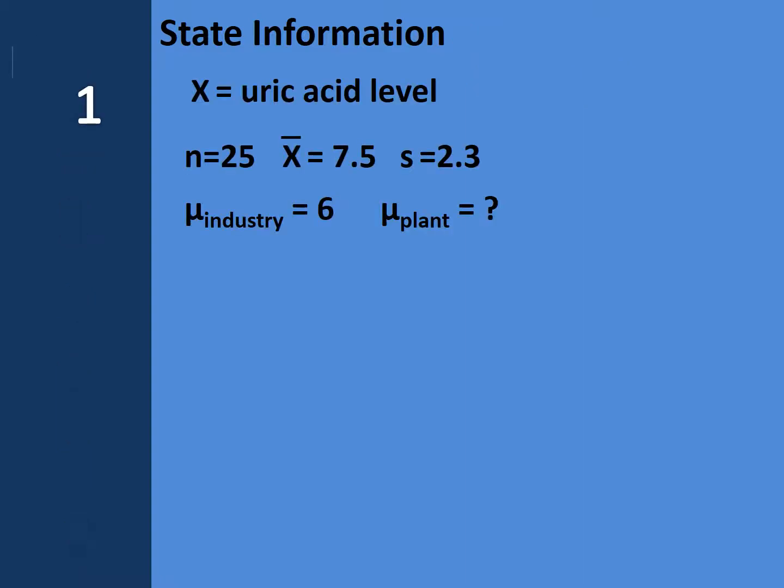To state the information, we will let X denote the uric acid level of a worker in the plant. We therefore have been given that the sample mean X bar is 7.5 and the sample standard deviation S is 2.3 for a sample of N equals 25. We have also been given that the population mean mu for the general industry is equal to 6, and we want to draw a conclusion about the mean mu for the plant.